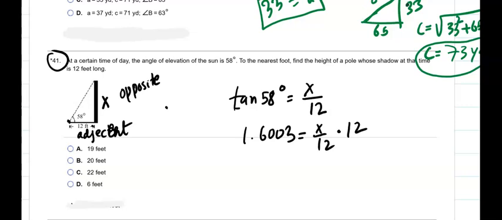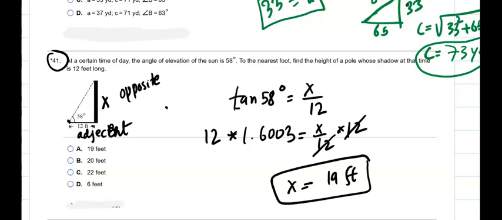You multiply both sides by 12. The 12 cancels, and x equals 19 feet. That's the answer.